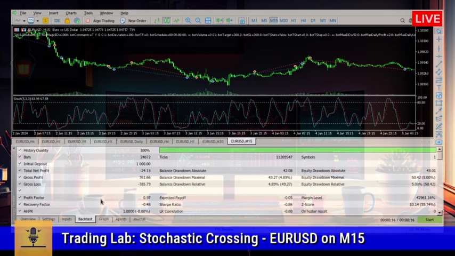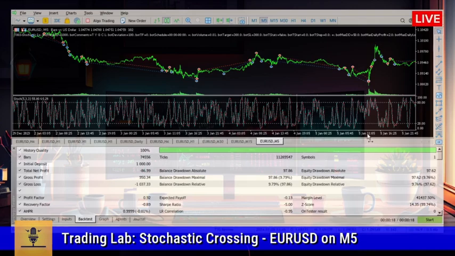On 15-minute chart, the result is also similar to 1-hour chart and 30-minute chart. The problem is also still the same. We need to detect trend before open any position using stochastic. The profit factor here is also similar, around 0.97.